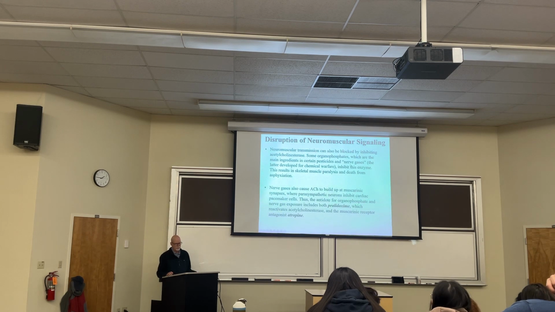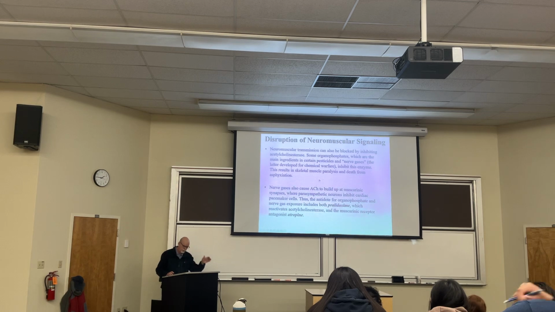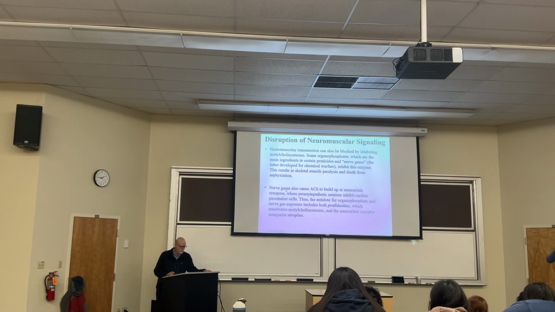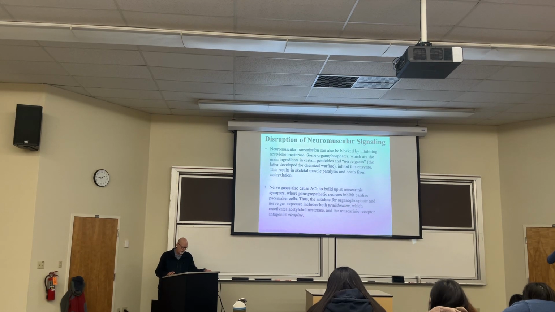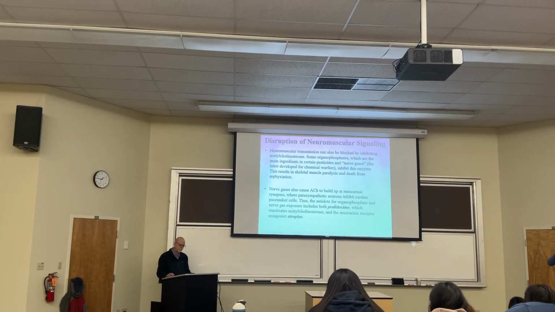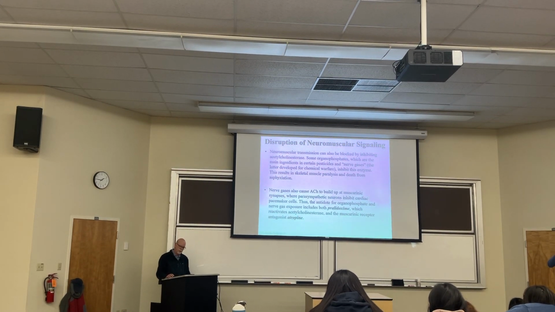All these are nicotinic cholinergic receptors at the skeletal muscle, but just as an aside, these nerve gases can also build up at the muscarinic synapses, such as at the heart, and inhibit the heart, and that can cause the heart to fail. You can try to give atropine to counteract that effect.